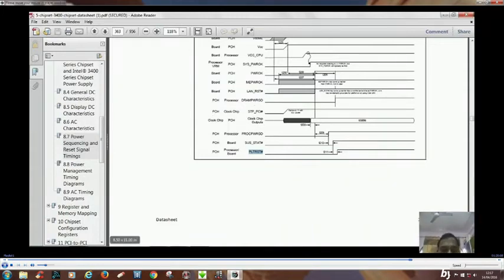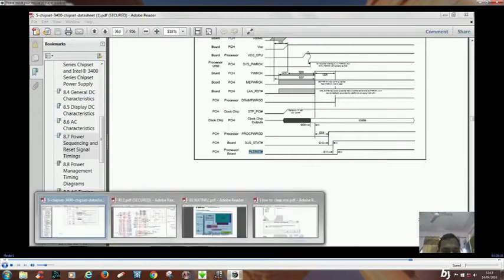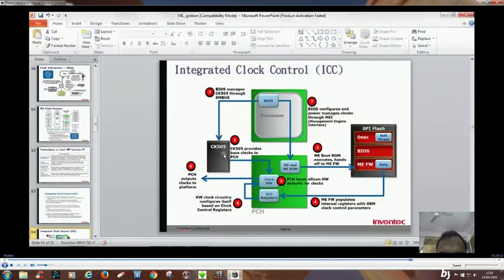The clock chip will output clock. So what happened here, you can see first the CK505, the clock chip. What is the first step? CK505 provides base clock to the PCH. It provides the base clock to the PCH. The clock hardware present inside the PCH will load the silicon hardware defaults for clock.